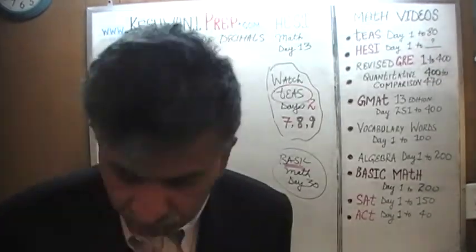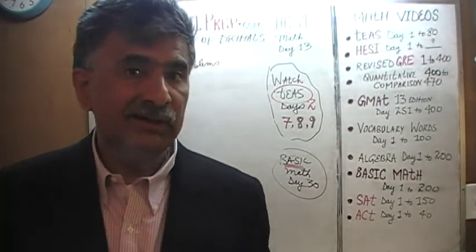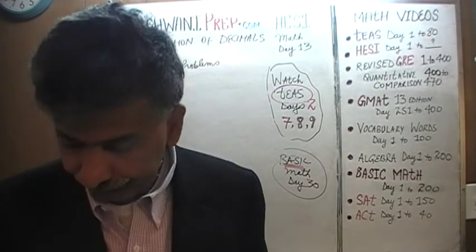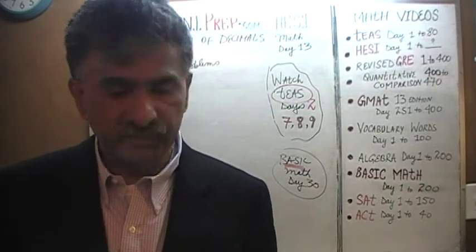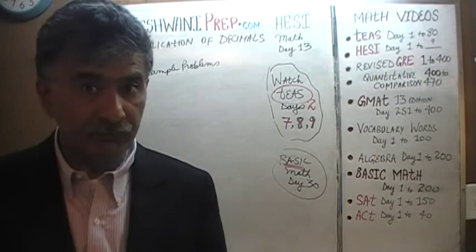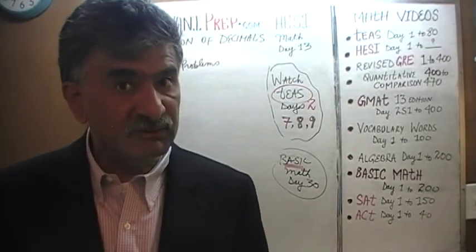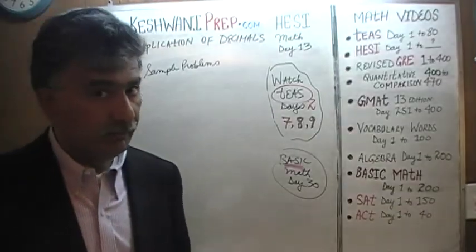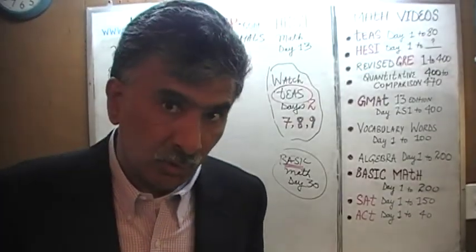Number five. Do you understand? Just because they give you 250.1 doesn't mean that you have to do 250.1. Just do 250. Do you understand? One has to be civilized. We're never going to use four-letter words in the video.